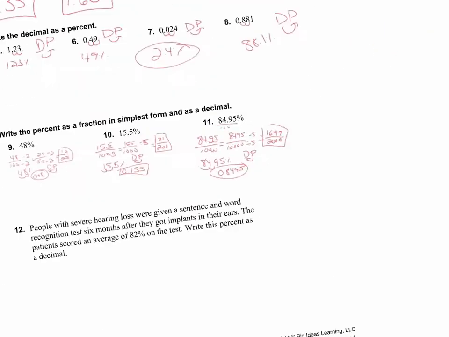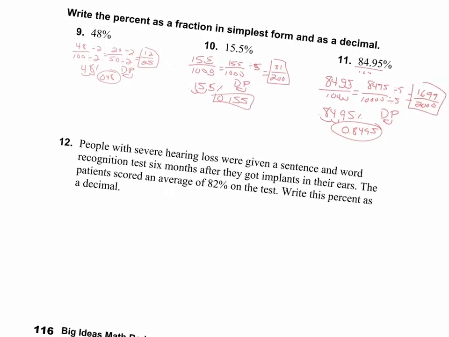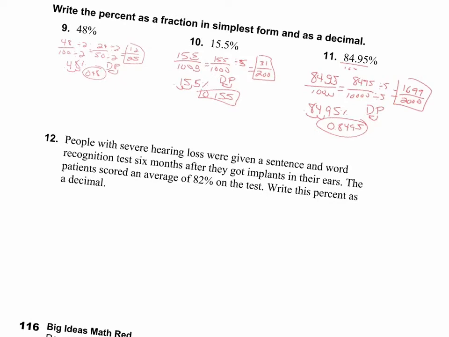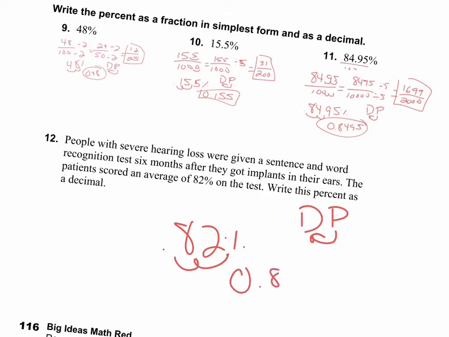All right, last one. It's a word problem. People with severe hearing loss were given a sentence and word recognition test 6 months after they got implants in their ear. The patients scored an average 82% on the test. Write the percent as a decimal. So it's percent to decimal. So we're moving it over twice. Here's the decimal, 1, 2. So my answer would be 0.82. All right, that is 6.1.